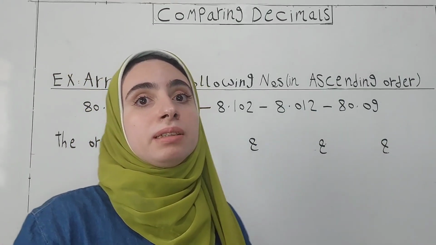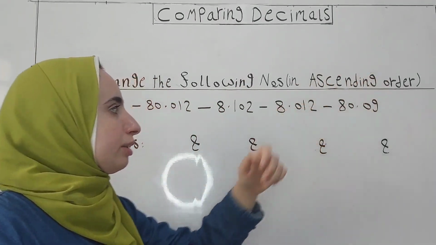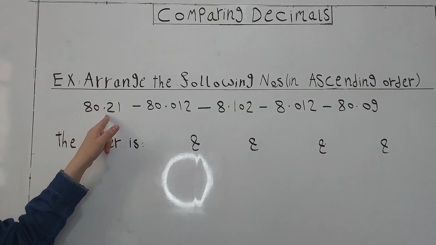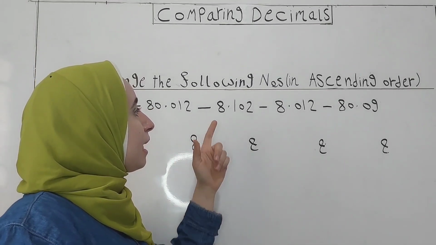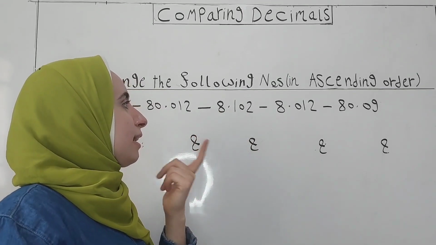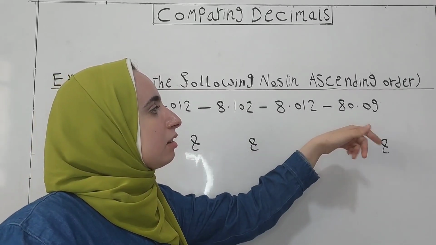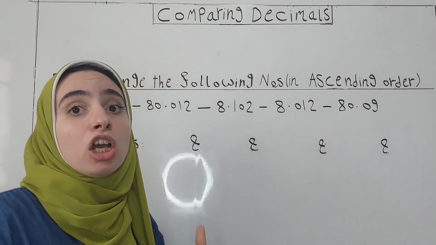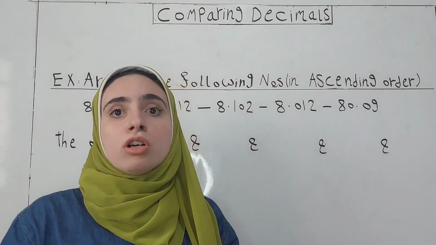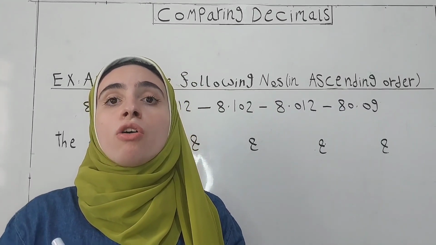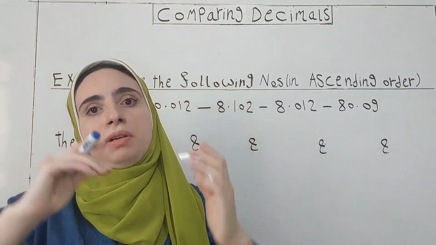Let's take another example. Arrange the following numbers in ascending order: 80 and 2100, 80 and 12,000, 8 and 102,000, 8 and 12,000, 80 and 900. We need to arrange these numbers in ascending order. So we start from the smallest number, followed by the next smaller number, and end with the largest number.